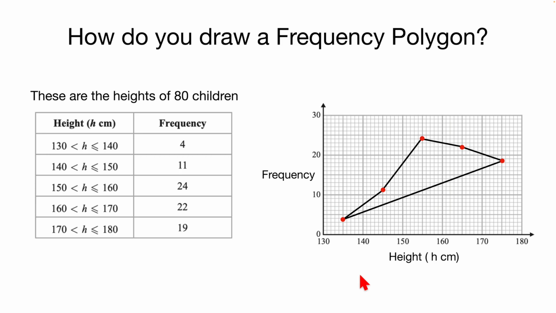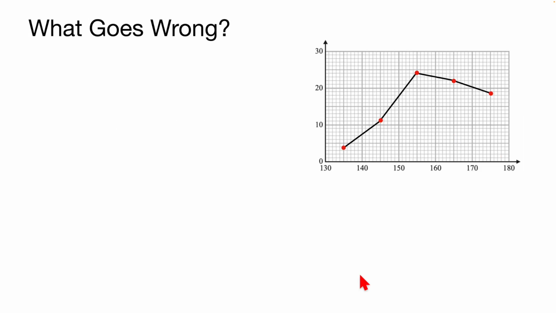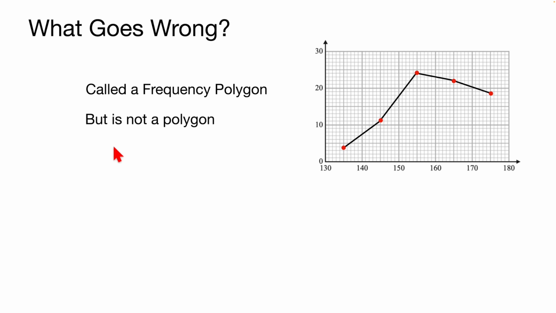Don't do this. Yes, it's called a polygon. We all know a polygon is a shape. That would be wrong, and a lot of people do it. Please don't do it. What goes wrong? Well, it's called a frequency polygon, but it is not a polygon. We all know what a polygon is. A polygon is a shape, but it's not a polygon.